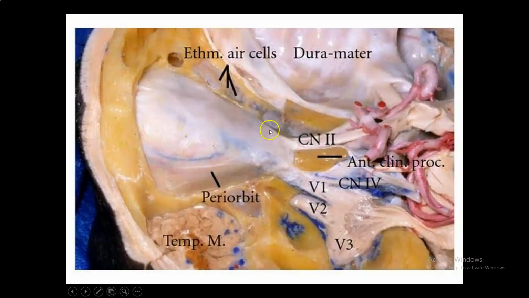And this is a view from above, from the left side, showing the periorbita after removing the roof of the orbit, and the contents are deep to it. It is encasing the orbital fat. This is the periorbita, as we said, and this is the anterior clinoid process. This is the optic nerve. This is the superior orbital fissure, and the anterior clinoid separates the optic nerve from the oculomotor nerve in the superior orbital fissure.